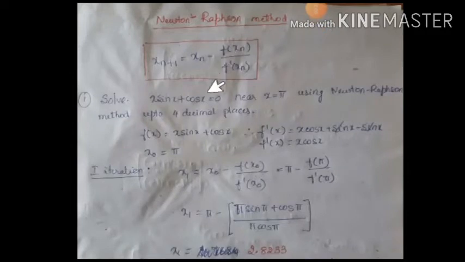How to solve a transcendental equation using Newton-Raphson method we are going to study. They ask you to solve a transcendental equation near some x value using Newton-Raphson method up to 4 decimal places. So take a function f of x and what x value they have given, take it as x naught.